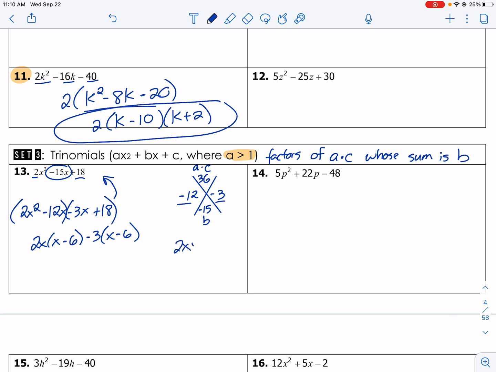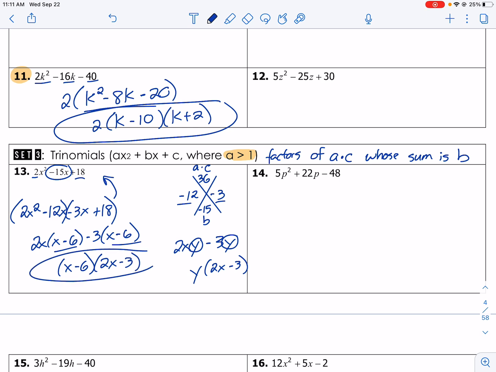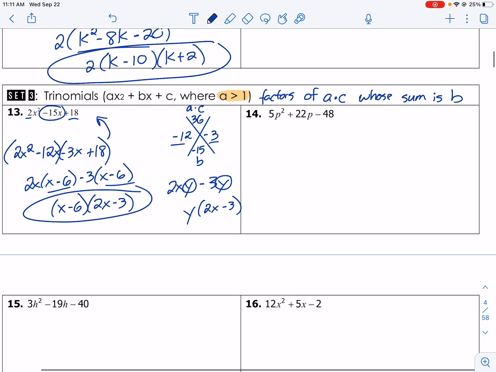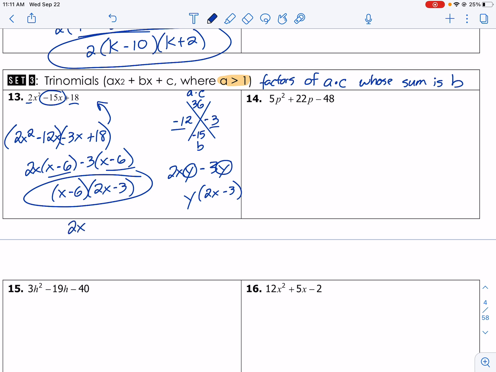Now, I know it looks a little funky, but if you had something like 2xy minus 3y, hopefully you notice these both share a y. So you could take that out and you'd be left with y times 2x minus 3. Well, that's the same thing here with these two binomials. That can come out as 1, and then you're left with 2x minus 3. That's your factored form. How could you check? Multiply it back in. 2x squared minus 3x minus 12x plus 18. Yep, that checks out. That's what you originally started with.